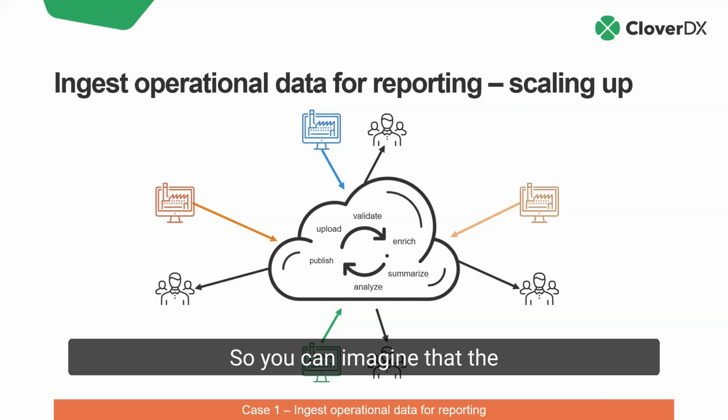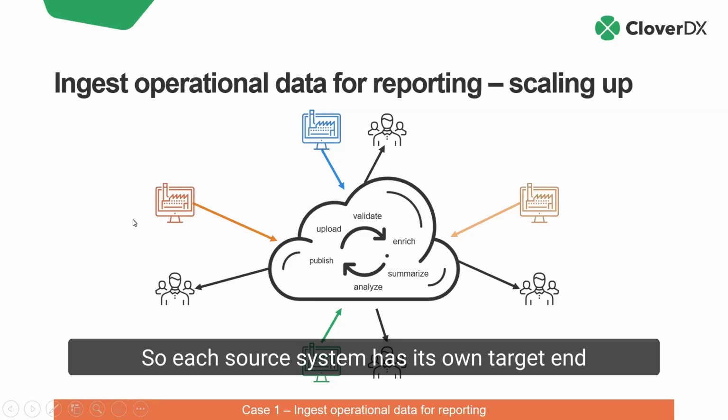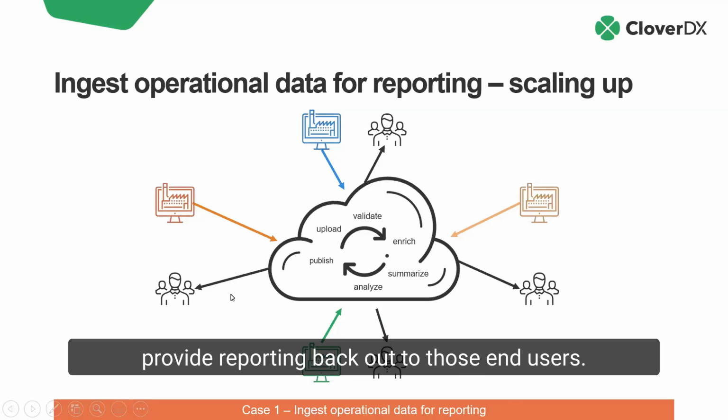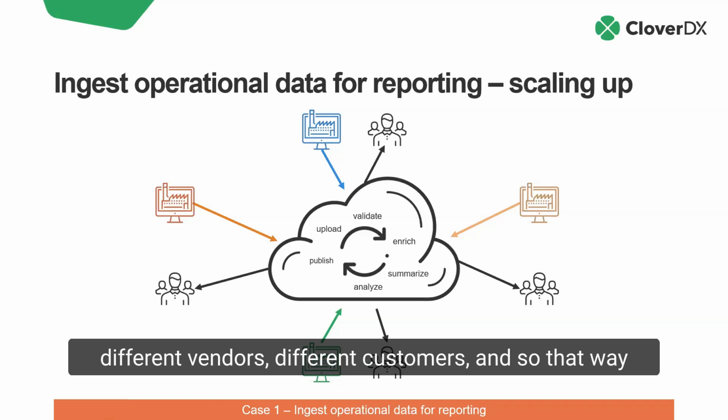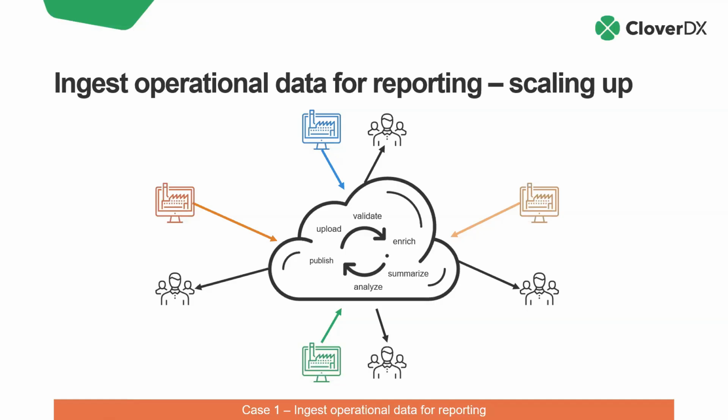So you can imagine that the overall process looks something like this, right? We have Clover DX in the middle that's doing all of the data crunching, but we also have multiple sources and end users, right? Each source system has its own target end users, and they all upload data, and then we provide reporting back out to those end users. So this data pipeline, although it is a single data pipeline, serves a multitude of different vendors and customers, and that way it can handle that inconsistent format.